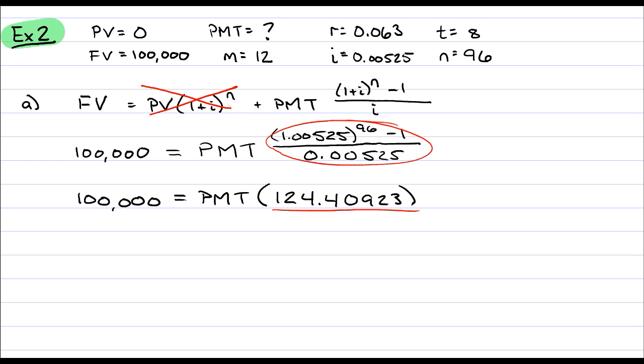And that tells me, sorry, bear with me for a second. My screen just blanked for no good reason. Okay, so that tells me that PMT is equal to the payment, the size of the payments is $803.80.